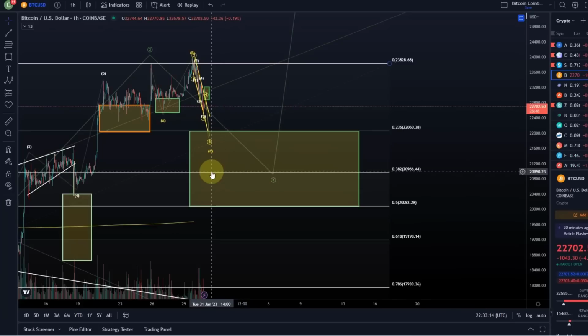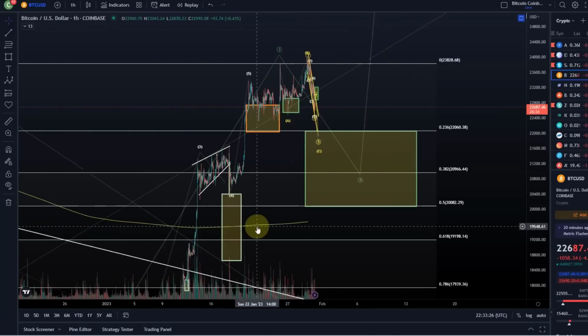We need to see how, when this 5 wave move ends, how do we react? Is it a B wave up, or is it going to be the next impulse to the upside in the 5th wave? I'm going to keep you updated all the time about that. And that's sort of where we are with Bitcoin at the moment.